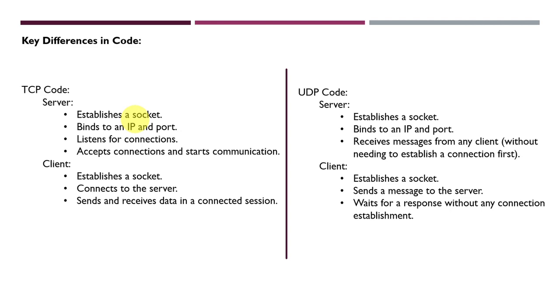UDP server: it establishes a socket, then binds to an IP and port. Then it receives a message from the client without needing to establish a connection first. Client: establish a socket, send a message to the server, and wait for a response without any connection establishment.